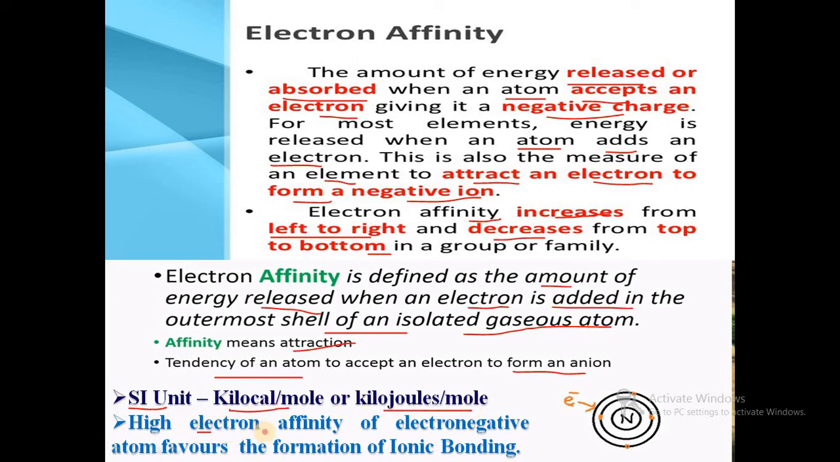Here, the high electron affinity of an electronegative atom favors the formation of ionic bonding, that is, electron affinity is always high, and in the case of ionization energy, the ionization energy of any cation or metal is always low.